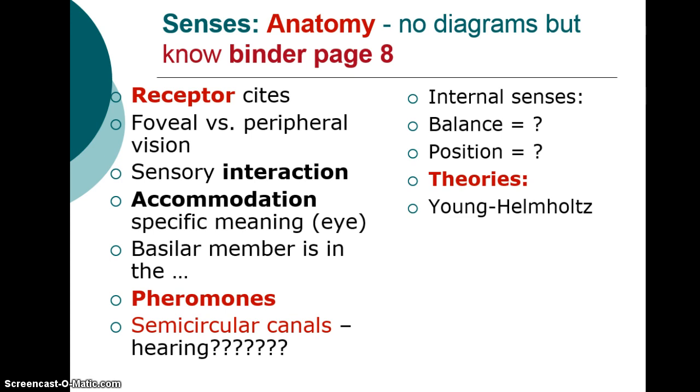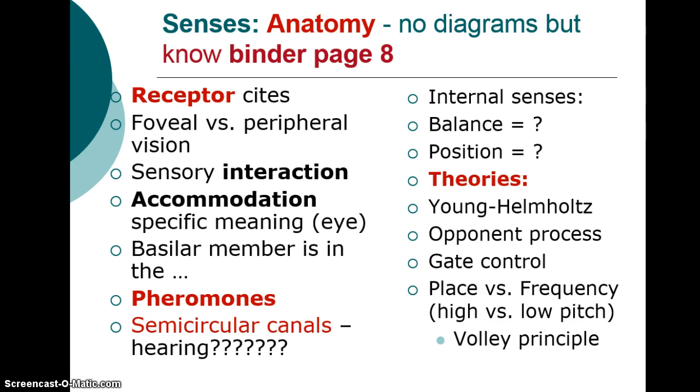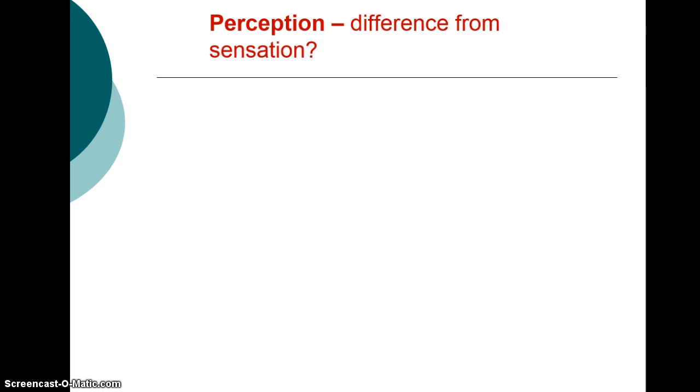The Young-Helmholtz theory of color vision. The opponent process theory, we're looking at this particularly again with color vision, although it does relate to other things. Gate control theory, this deals with pain, that would be in our sense of touch. And place versus frequency theory of hearing, along with the volley principle. Those are some very picky things, but you need to know. They're not hard, they're just picky. And then finally, visual capture. When our senses compete, then we know that vision wins out.